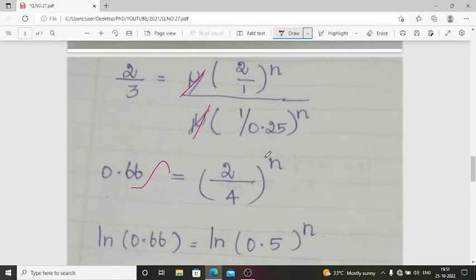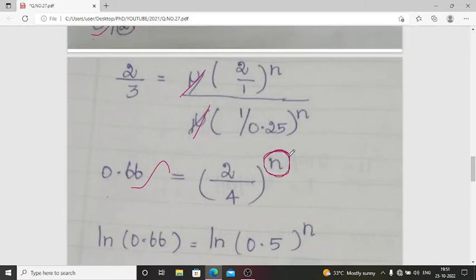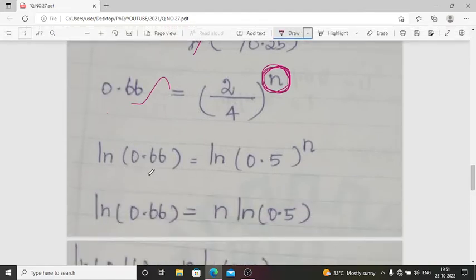We want the n value, and after that we have to choose the correct option for the rheological behavior. So what do we do here? Take ln on both sides. ln of 0.66 equals ln of 0.5 power n, since 2 by 4 is 1 by 2, which is equal to 0.5.